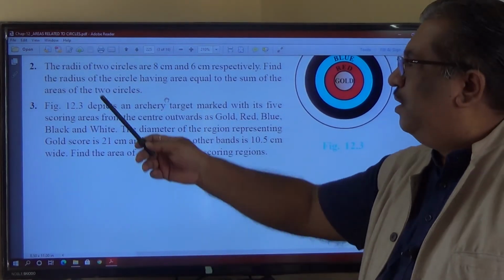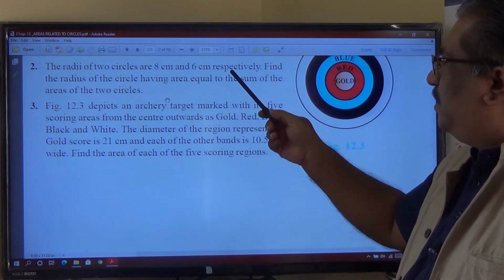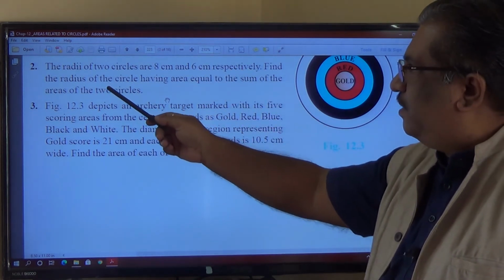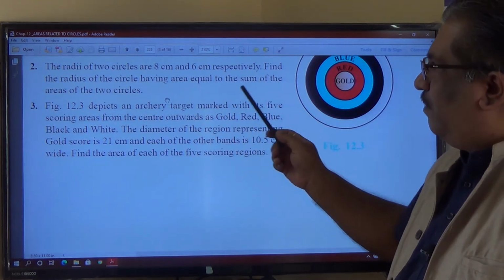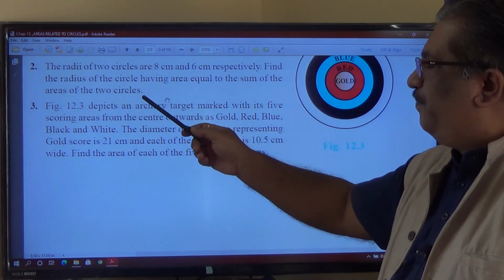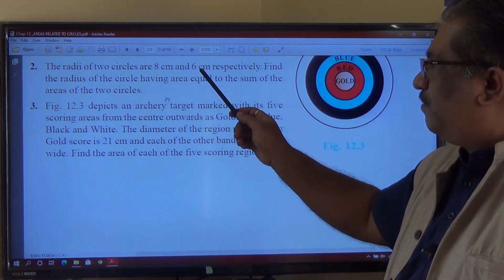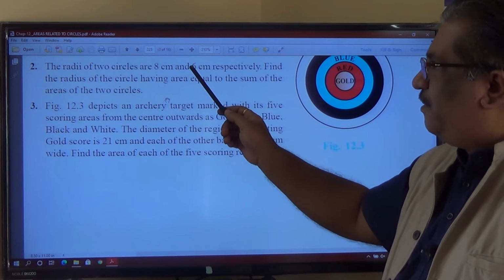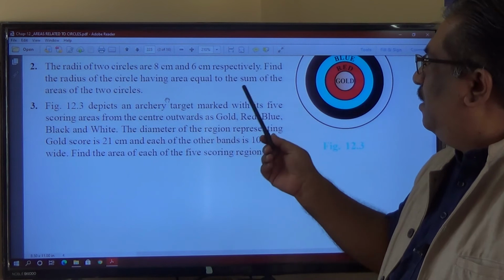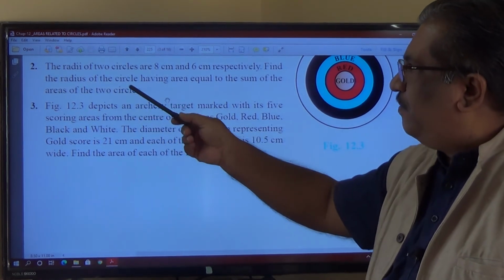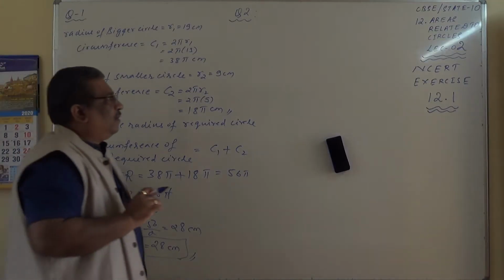Second question. The radii of two circles are 8 centimeter and 6 centimeter respectively. Find the radius of the circle having area equal to the sum of the areas of the two circles. Let us find the area of the circle of radius 8 and also of 6 centimeter. Add those areas. That should be equal to the area of the required circle. Then you can calculate the radius of the required circle. Let us solve this.